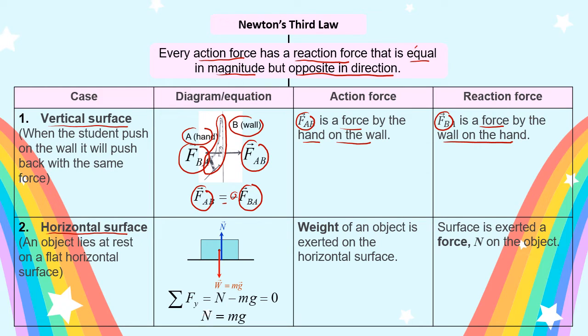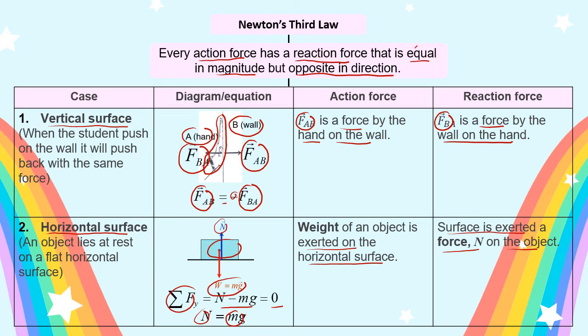Case 2 is a horizontal surface. Let's say an object lies at rest on a flat horizontal surface. The action force is the weight. The weight of the object is exerted on the horizontal surface. The reaction force is the normal force, where the surface exerts a normal force on the object. When we write down the equation, total F equals N minus mg equals 0, where N equals mg.